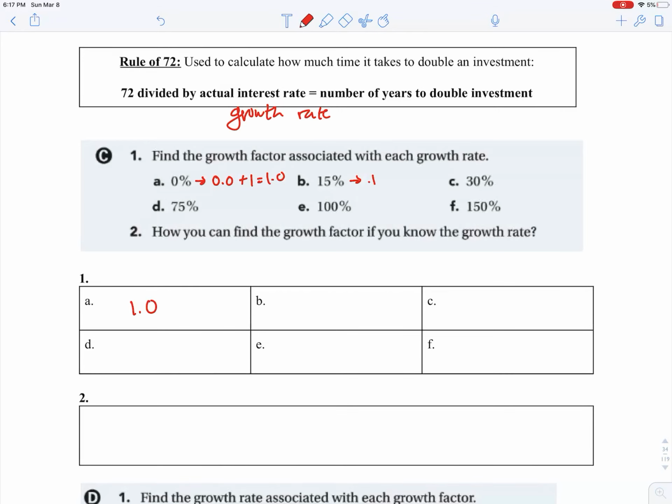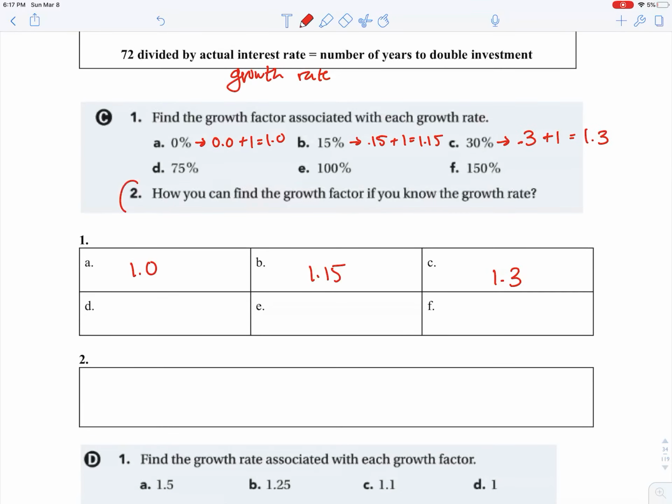15%. Change it to a decimal, so 0.15. Then you add 1, 1.15, and that is your growth factor. I'll do one more for you. 30%. Change it to a decimal, so 0.3. Add 1, so you get 1.3, and that is your growth factor.